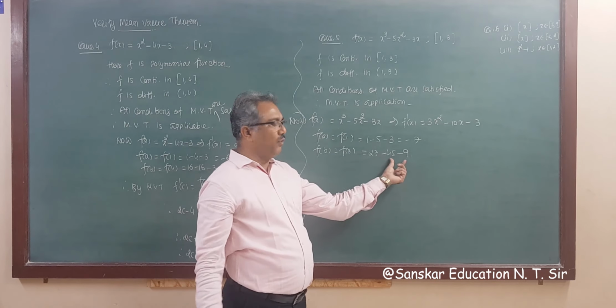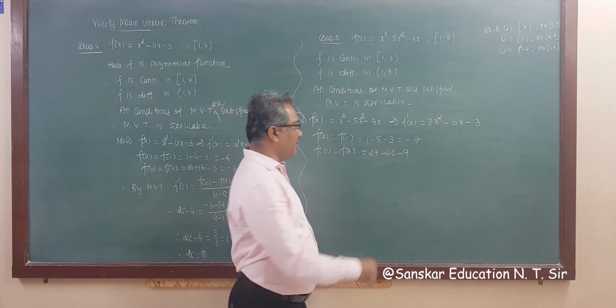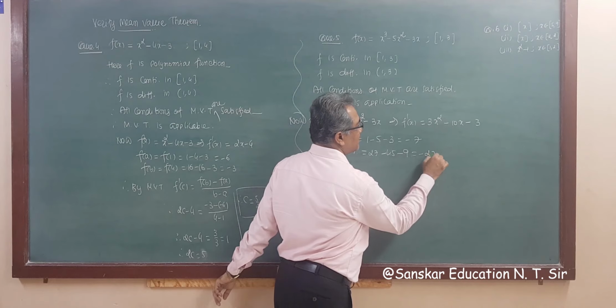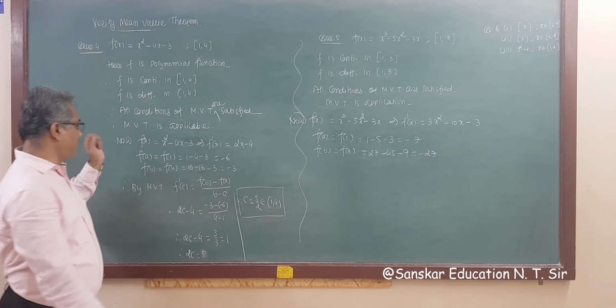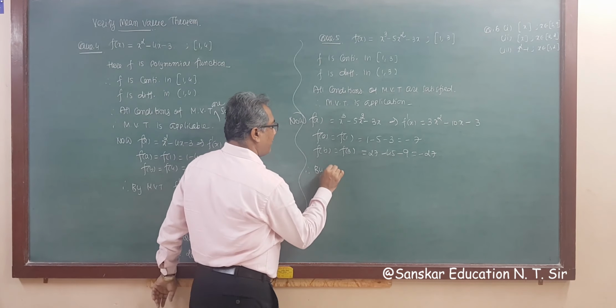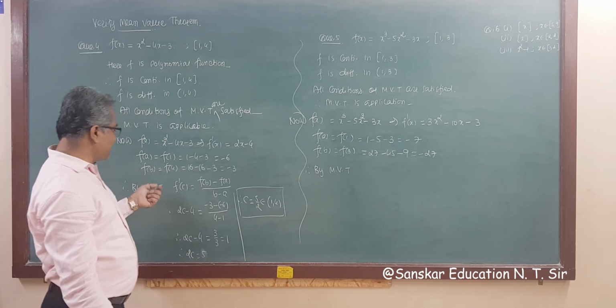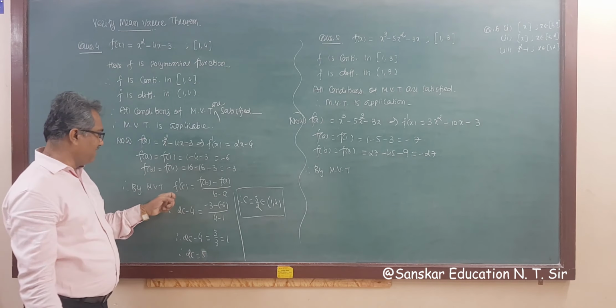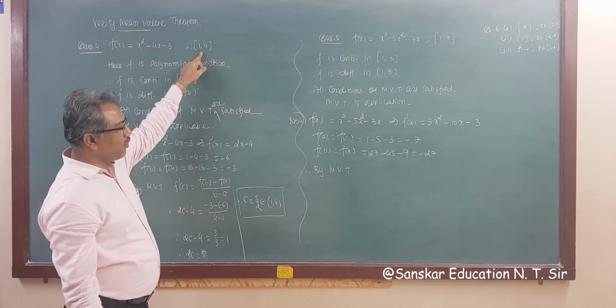So this is 54, right? 27 minus 54 is minus 27. So this is minus 27, right? Therefore, by mean value theorem, there exists c belongs to open interval 1, 4.